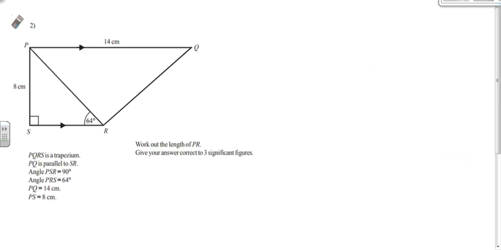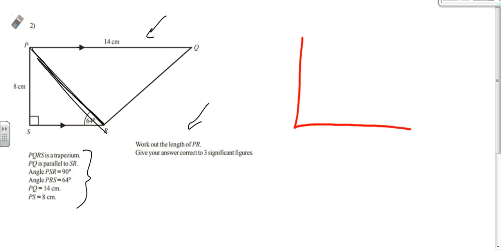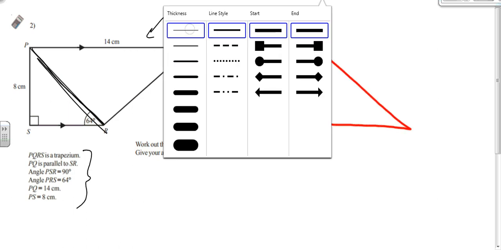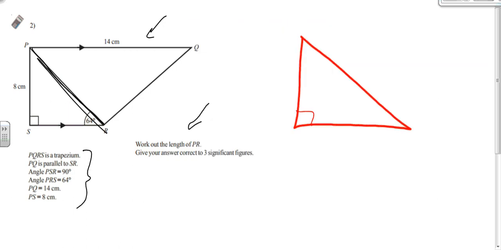Okay, let's have a look at this one. So we've got a bunch of information here. Let's have a look at the question. It gives us all this information, which we can just see from the diagram. The question is work out the length of PR. PR is just this length here. So what they've done is they've got this triangle here. This right angle. This is 8 centimeters. This is 64 degrees. And they want us to figure out this one here.